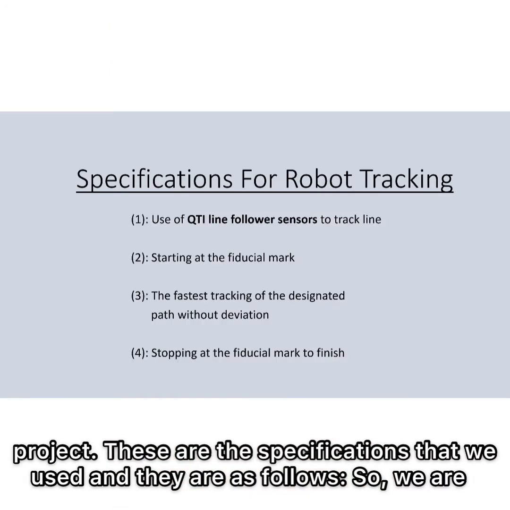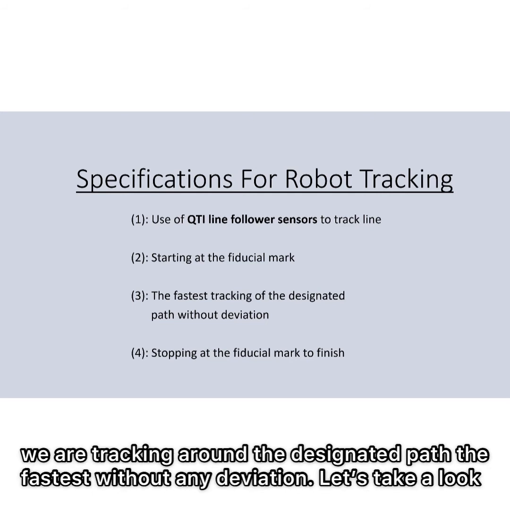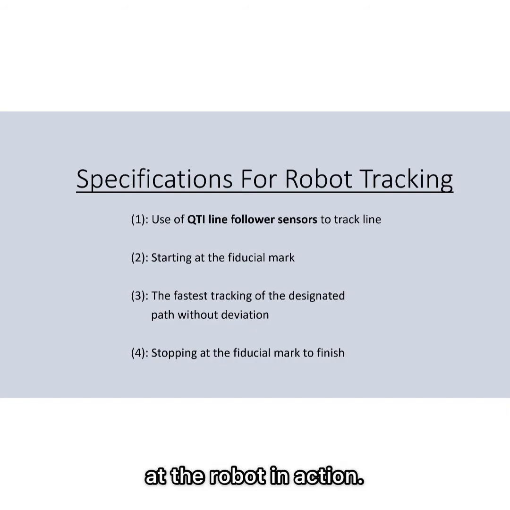These are the specifications that we used, and they are as follows. We are using the QTI line follower sensors to track the line. We start and stop at the fiducial mark, and we are tracking around the designated path the fastest without any deviation. Let's take a look at the robot in action.